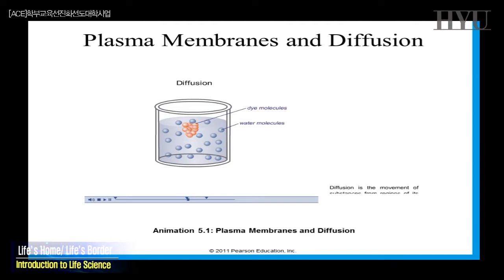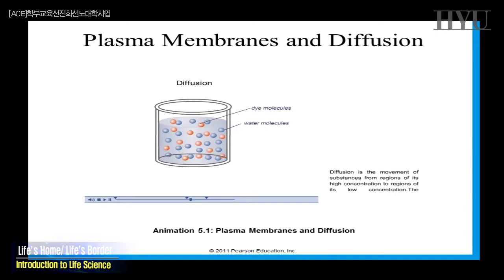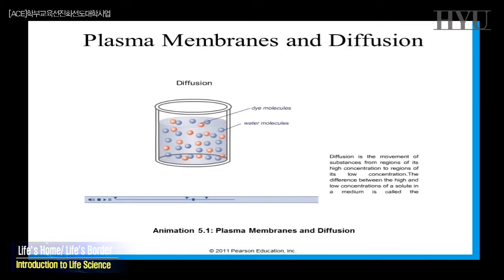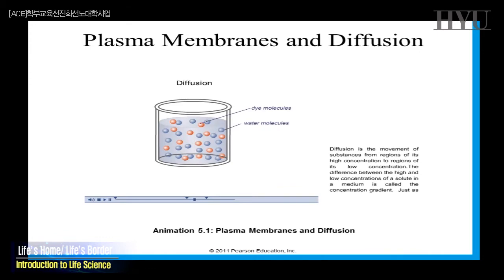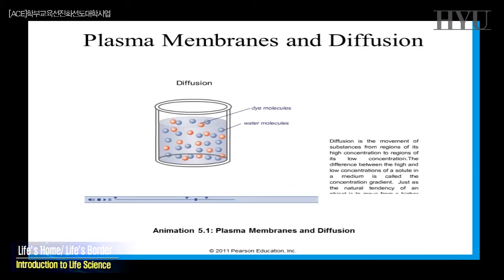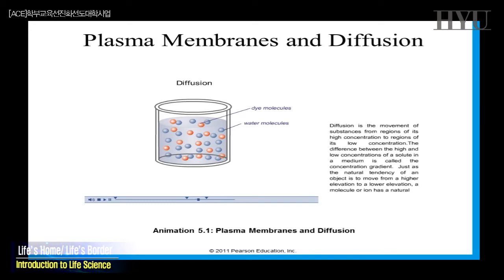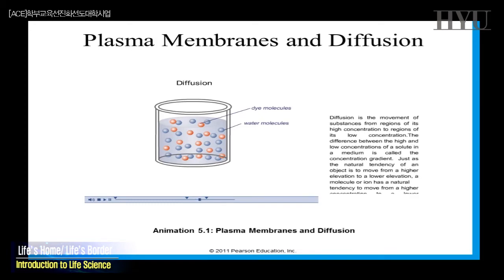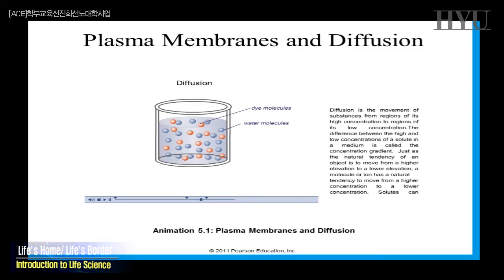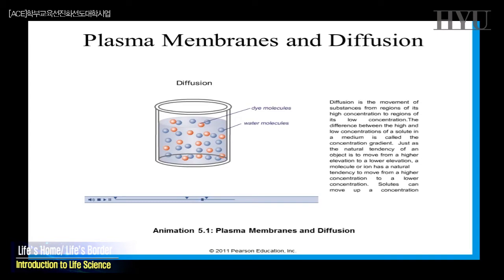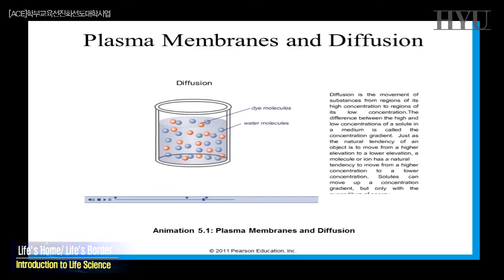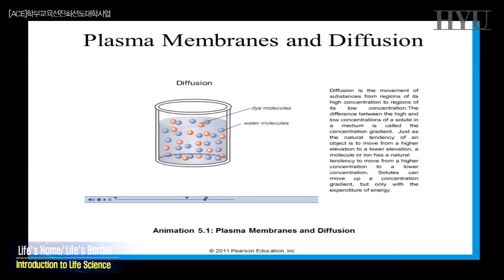Diffusion is the movement of substances from regions of high concentration to regions of low concentration. The difference between the high and low concentrations of a solute in a medium is called the concentration gradient. Just as the natural tendency of an object is to move from a higher elevation to a lower elevation, a molecule or ion has a natural tendency to move from a higher concentration to a lower concentration. Solutes can move up a concentration gradient, but only with the expenditure of energy.